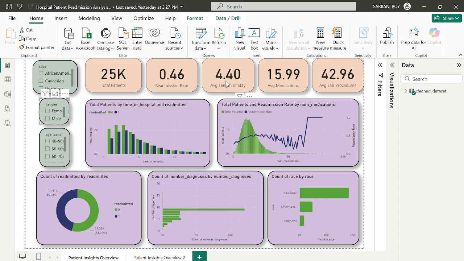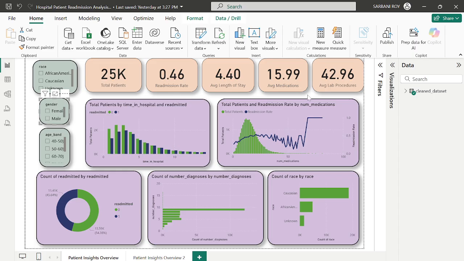Coming to the next KPI, that is average length of stay. The patient stayed around 4 to 5 days on average. This reflects a moderate treatment period. Coming to the next KPI, that is average medication, that is 15.99. On average, each patient was prescribed 16 medications, highlighting the clinical complexities. Coming to the next KPI, that is average lab procedures, that is 42.96. The average number of lab procedures is 43, showing a high dependency on diagnostic testing.